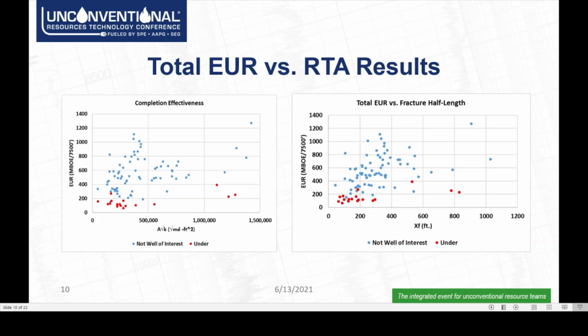We also looked at RTA results. Wells of interest versus the underperforming wells had low EURs, obviously, and there are a few outliers that had large linear flow parameters on the left side of the chart. The x-axis is the linear flow parameter, or your A root K, and the y-axis is your EURs. Then you look at your fracture half-lengths and your EURs as well. The wells that were underperforming have relatively low fracture half-lengths and low linear flow parameters.